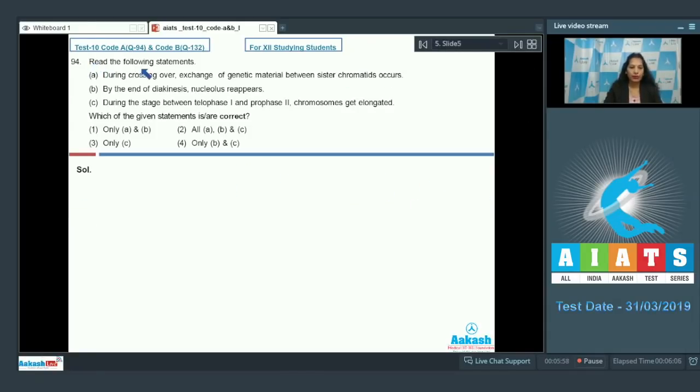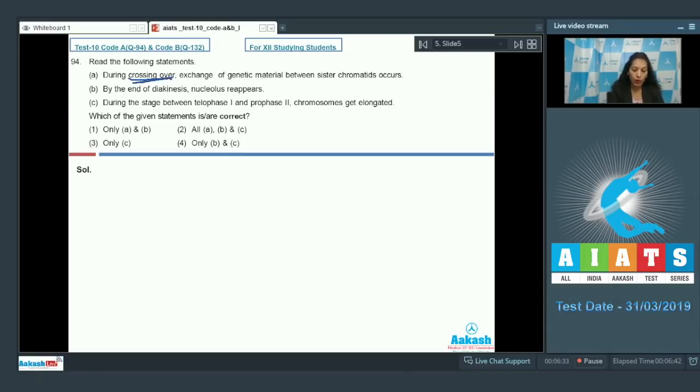Question number 94. Read the following statements. A. During crossing over, exchange of genetic material between sister chromatids occurs. B. By the end of diakinesis, nucleolus reappears. C. During the stage between telophase 1 and prophase 2, chromosomes get elongated. Which of the given statements are correct? First option only A and B. Second, all A, B and C. Third, only C. Fourth, only B and C. So you have to choose the correct statements.